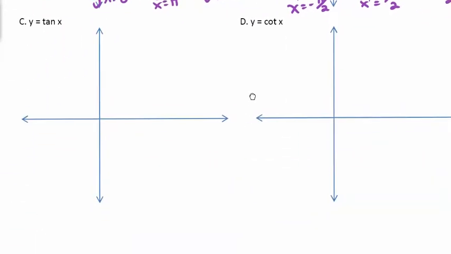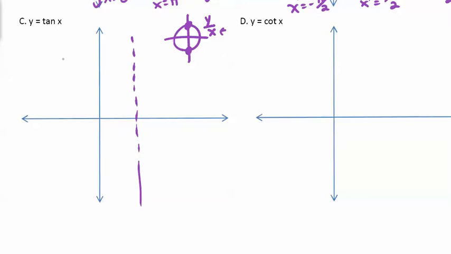Our graph for tangent. Again, let's think about getting points from the unit circle. Remember, in the unit circle, the definition of tangent is y over x. So tangent is undefined whenever the denominator is 0. So where is the x coordinate 0? That would be at pi over 2 and 3/2 pi.